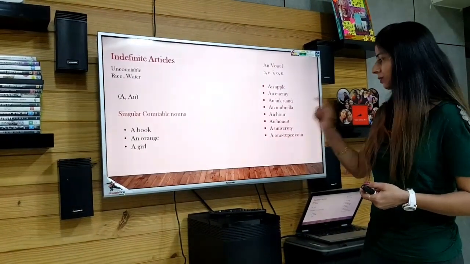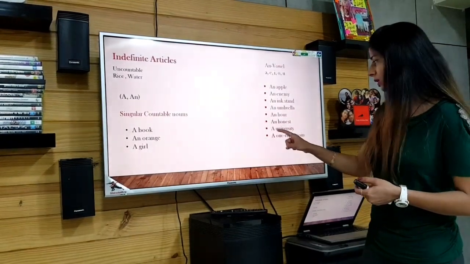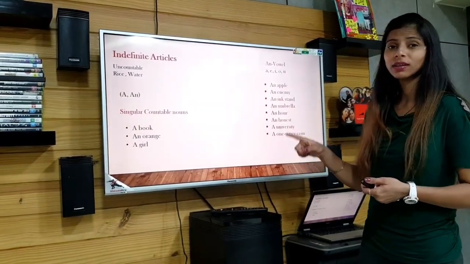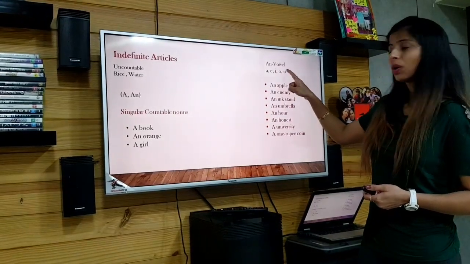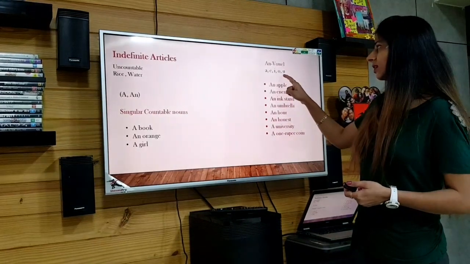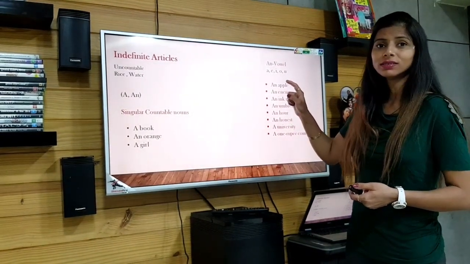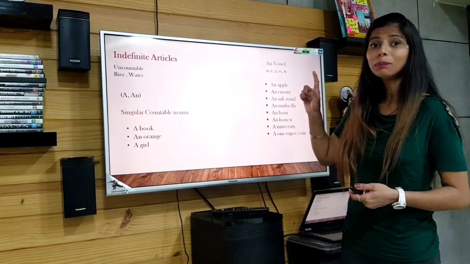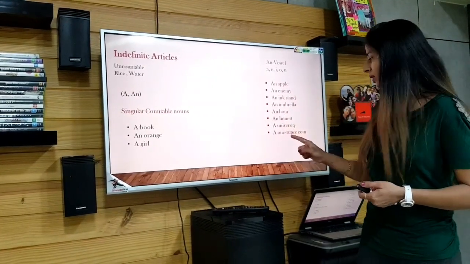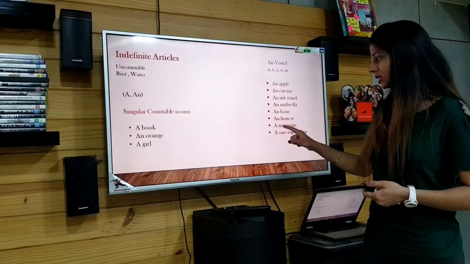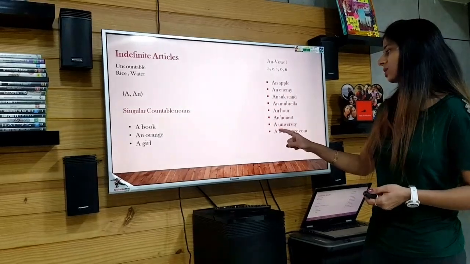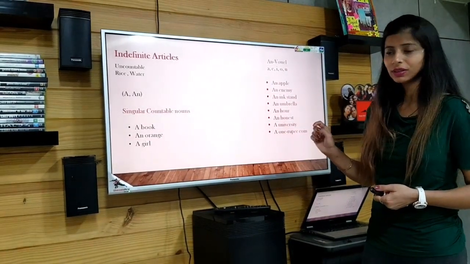A university. Why is there "a" before this U? Because here again, look at it. We are not talking about the vowel only, we are talking about the vowel sound. So here this sound is "yu", not "u" as in umbrella. So that is why, though this is starting with U, "university", we have added "a" with that.